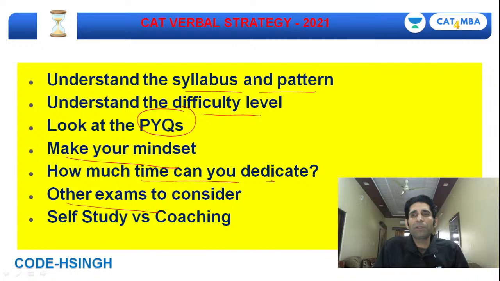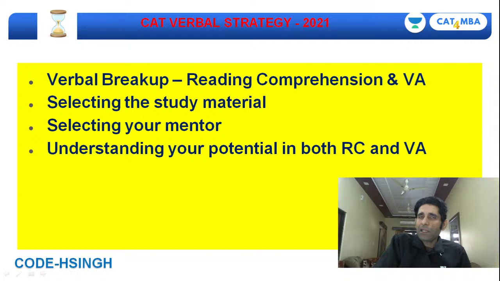Okay, so यार अब आते हैं मेन एक चीज पे, that how and what should be done in the next 12 months. कैसे करना है, क्या करना है, ठीक है. So guys, verbal breakup is reading comprehension and verbal ability. Now traditionally, if you look at the pattern of the last 6, 7 years, this is my observation that verbal ability ka difficulty has been modest. Okay, like it has been moderate.